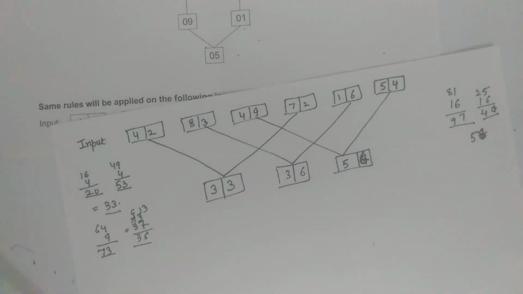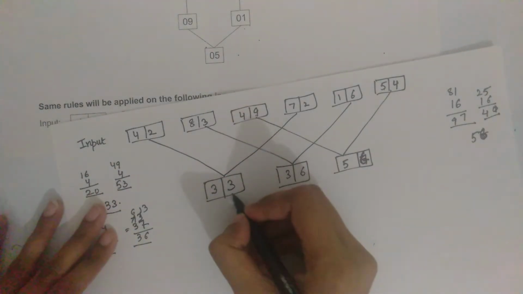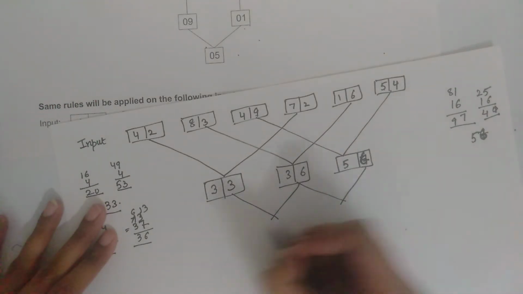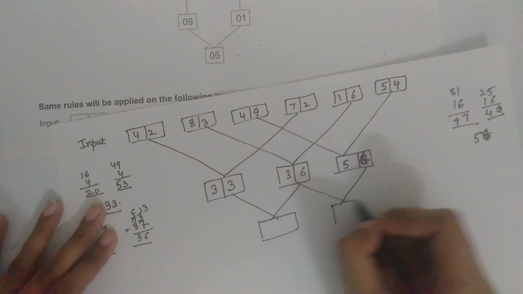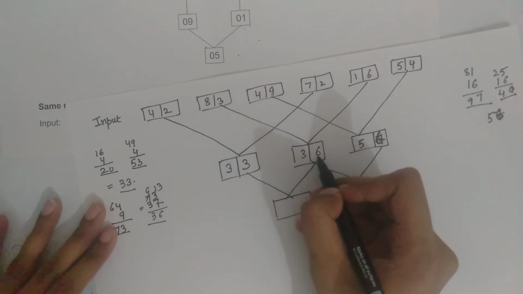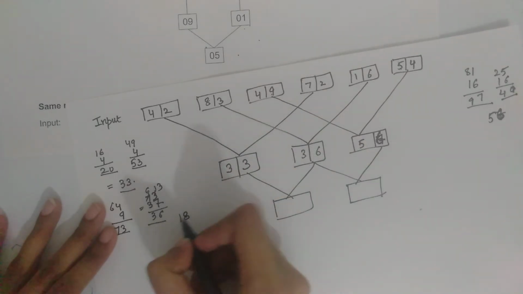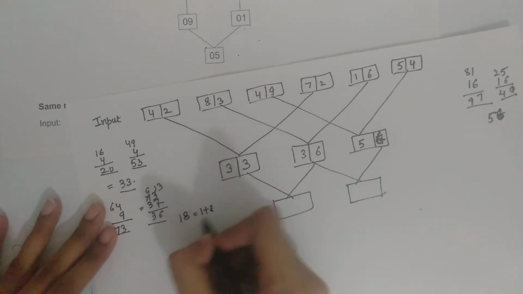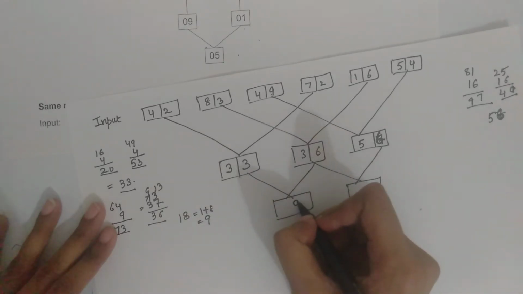Now see what was the logic behind step 2. We have to multiply 3 by 6, we will get 18. If we add 1 plus 8, we will get 9. So here comes the number 9.